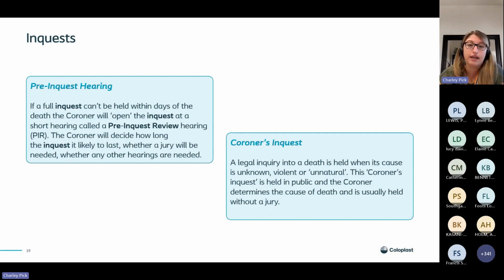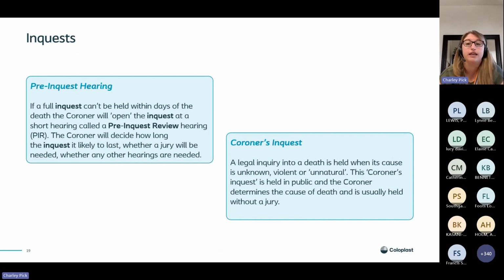Okay. So there are two types of inquests. There is a pre-inquest hearing, and this is generally when a full inquest can't be held within days of the death. The coroner will open the inquest at a short hearing called a pre-inquest review hearing. Generally, the pre-inquest hearings are only attended by the coroner and his or her staff. There may be solicitors that attend as well, but the coroner will decide how long the inquest is likely to last, whether a jury will be needed, and whether any other hearings are needed.